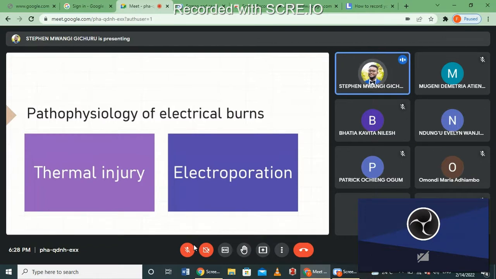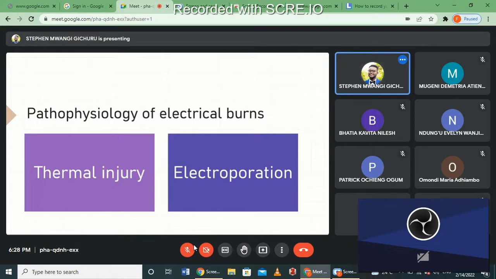Electroporation basically means that the cell membrane is broken down by the electricity. It breaks down the cell membrane and creates pores, so you have release of ions and all those things that you don't really want. Thermal energy basically results from the electrical energy being transported on your skin, which has resistance, and on your other underlying soft tissues. The skin has the highest resistance compared to the other underlying tissues, so that's why it's mostly affected. That electrical energy is then converted to thermal energy.